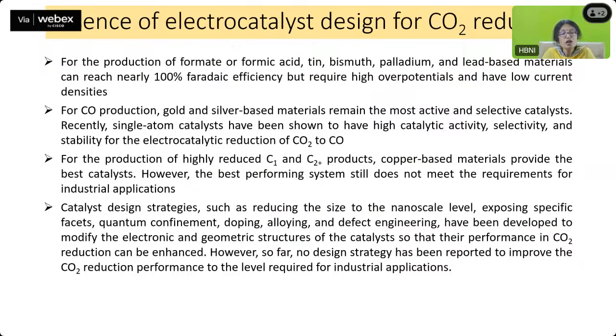For carbon monoxide production, what we saw is gold and silver-based materials are the most active and selective catalysts. Recently, single atom catalysts have been shown to have very high catalytic activity, selectivity, and stability for the electrocatalytic reduction of carbon dioxide to carbon monoxide. And for the production of highly reduced C1 and C2 plus products, copper-based materials provide the best kind of catalyst. But you have to understand that even now, the best performing system still doesn't meet the requirement for industrial applications.